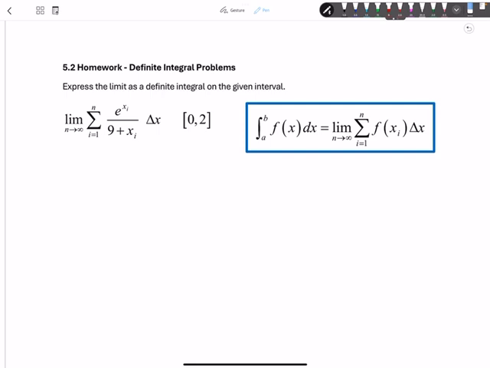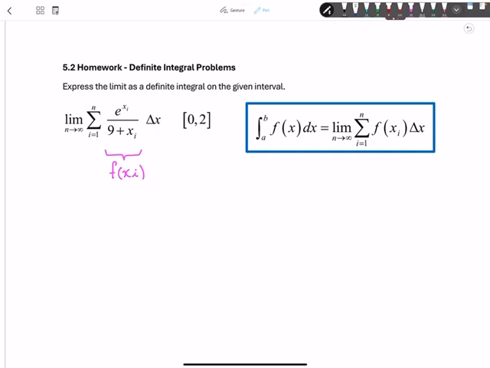Again, before we jump in, we know that the definite integral from a to b for f of x dx is equal to the limit as n goes to infinity of the sum, i going from 1 to n, of f of x sub i times delta x. So we can make that almost exact comparison here. To get us started, we can see that this piece right here is going to be e raised to the x sub i over 9 plus x sub i. This is our function.